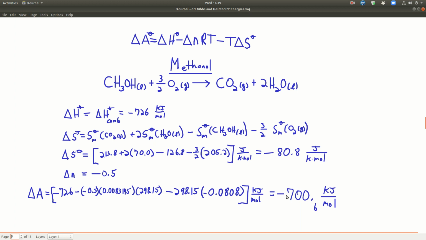And we end up with a negative 701 kilojoules per mole. So that's the change in Helmholtz energy for this process per mole, which means that it's negative, which means that we can do work, and that's the maximum amount of work that we could do by this process, both types, PV and non-PV, at constant temperature, isothermal.